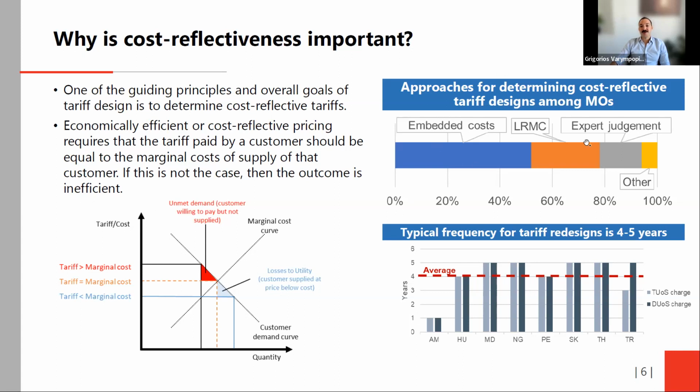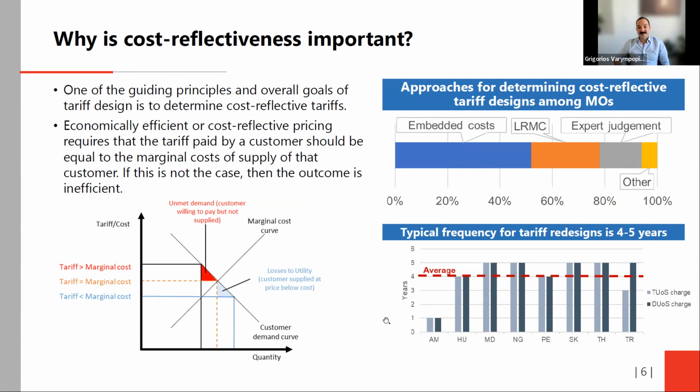So which approaches do MOs apply for determining cost reflective tariffs? Approximately 50% of MOs apply the embedded cost approach. Another very popular approach is the long-run marginal cost approach. Approximately 35% of MOs apply this one. And the remaining is mainly expert judgment, trying to balance conflicting objectives.